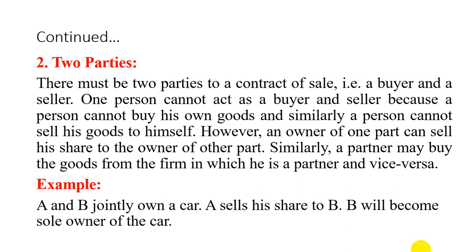See the example in the down part. A and B jointly own a car. A sells his share to B. B will become sole owner of the car. When A wants to sell his share to B and they agree and B buys it, the whole ownership is shifted from A to B. Now B is the only responsible and the only owner of the car.